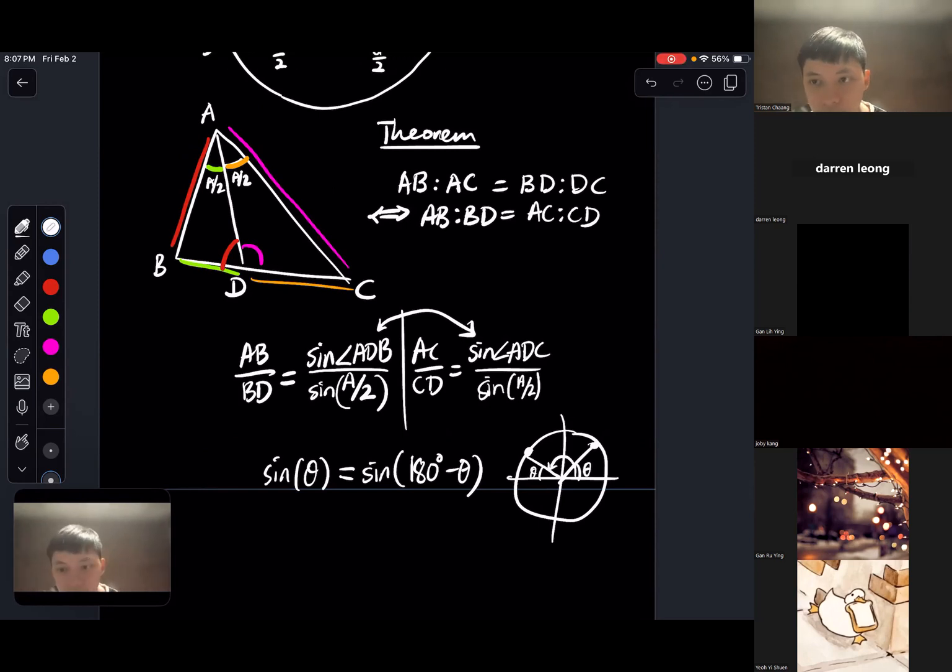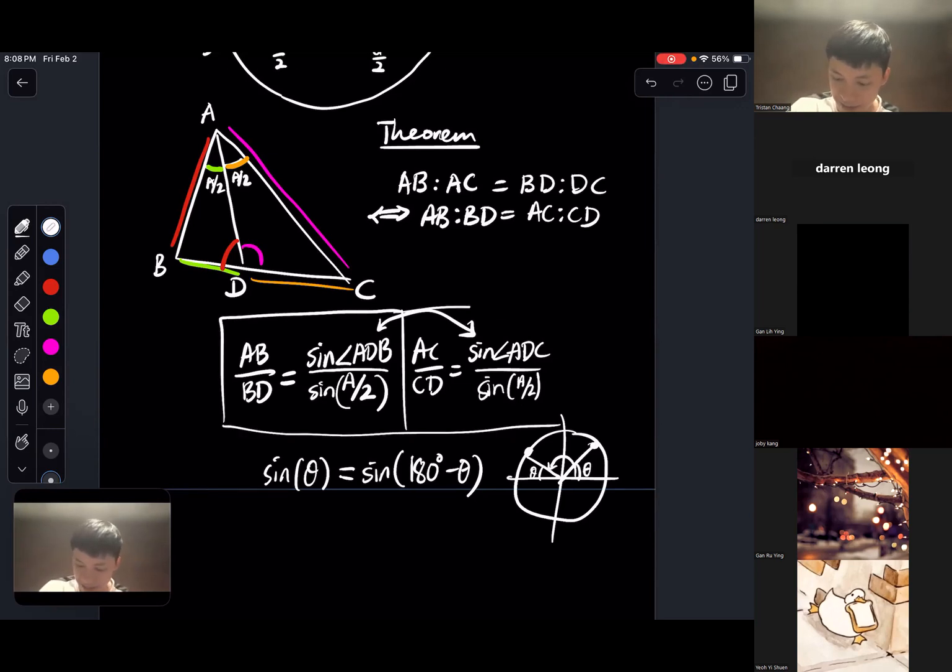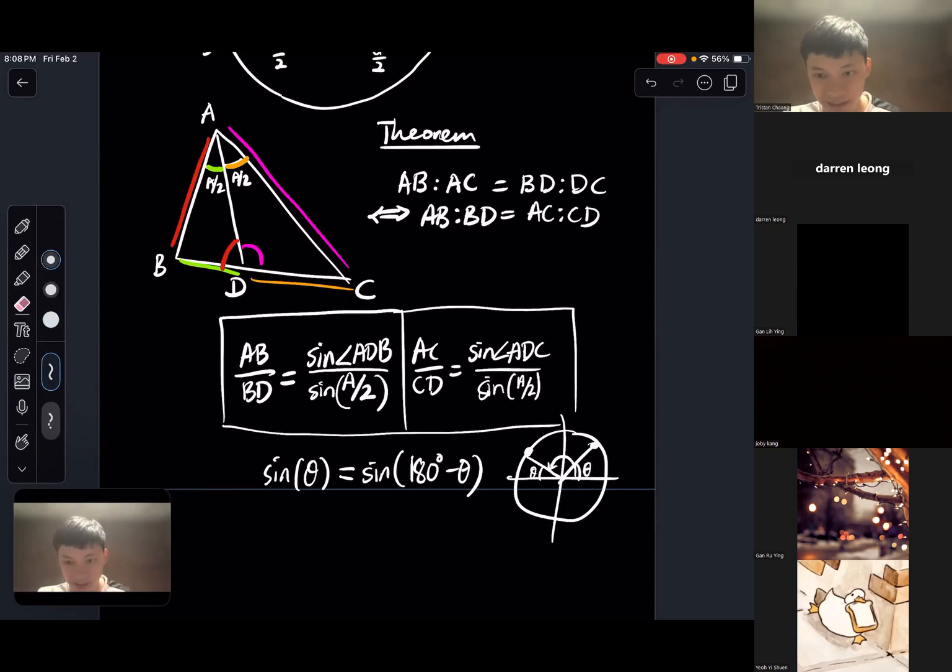What do you mean AC over CD is equal to this divisible by? No, it's nothing to do with divisibility. Oh no, sorry. I was just making a divider. Yeah, these two are the same.